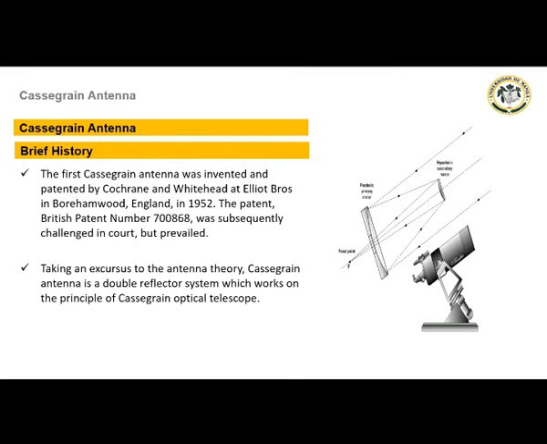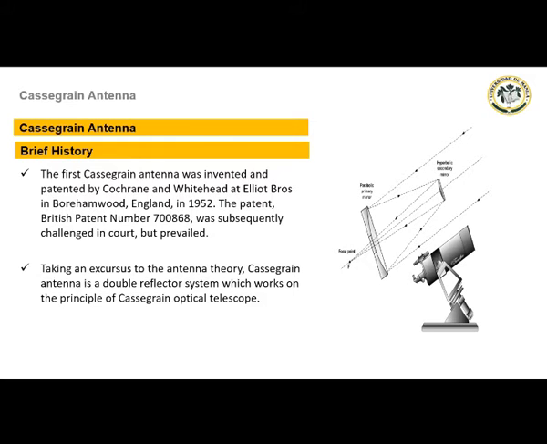Brief history. The first Cassegrain antenna was invented and patented by Cochrane and Whitehead at Elliott Bros in Barham Wood, England in 1952. So the British patent number 700,868 was subsequently challenged in court but prevailed.